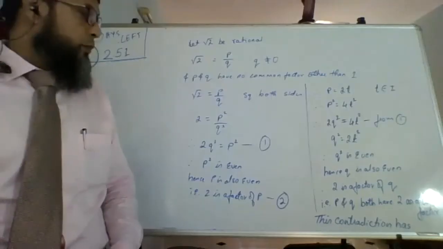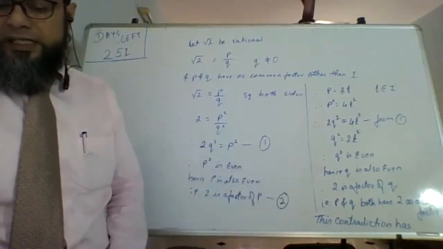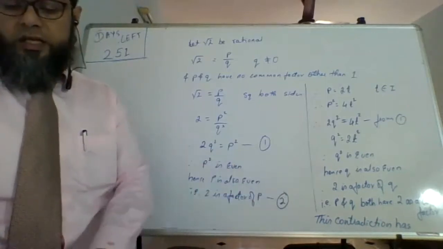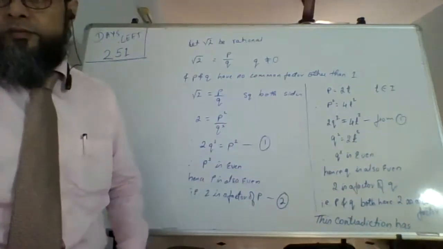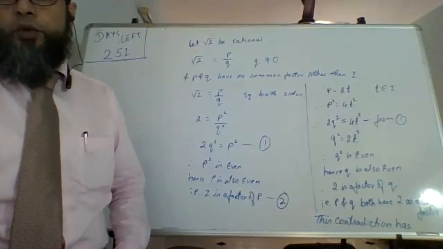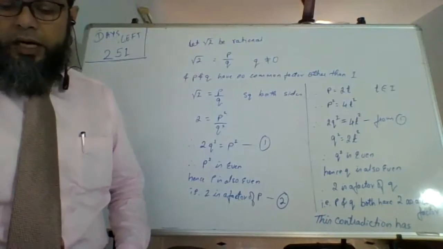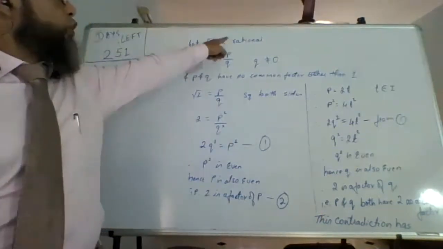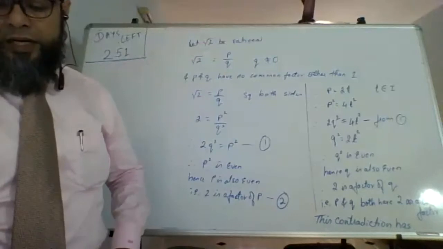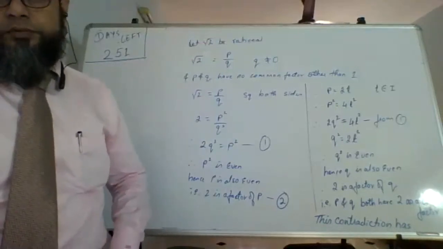Therefore that is p and q both have 2 as a common factor. उसके आगे लिखो आप, both p and q have 2 as a common factor. This contradiction has arisen due to our assumption that √2 is rational.